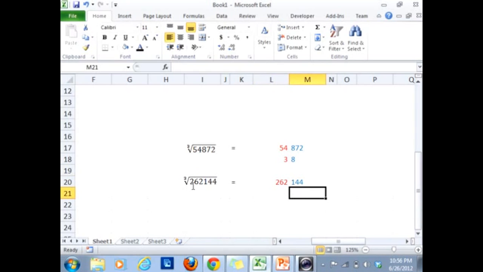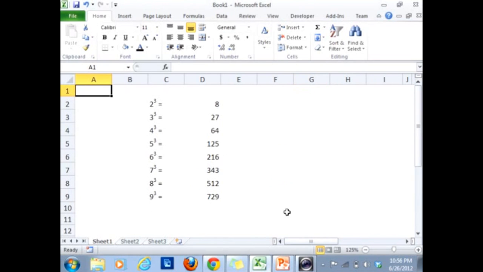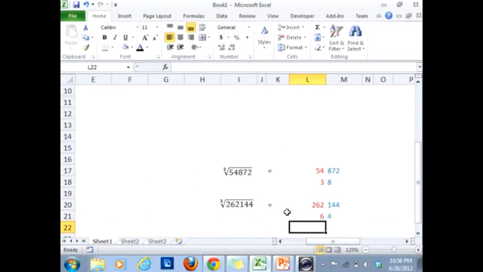Now for 262144, I have 262 in red and 144, the last 3 digits, in blue. The number ends with 4. So the cube of 4 is 64. So 4 cube also ends with 4. So I'll write 4 here. And then 262. What is the largest cube I can remove from 262? 6 cube is 216. The answer is 64. So now I can get cube roots in a quick way without using a calculator.